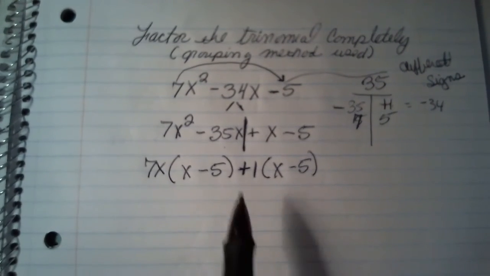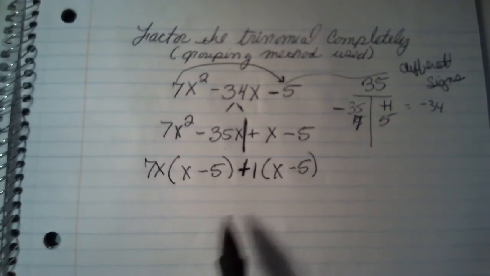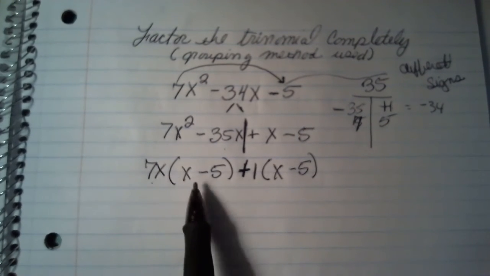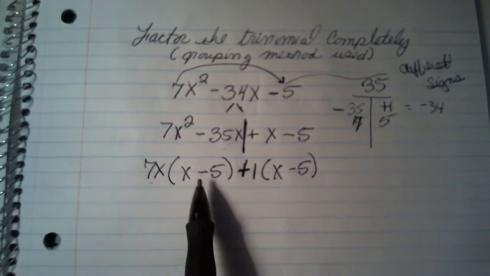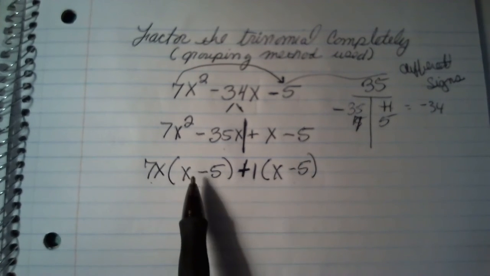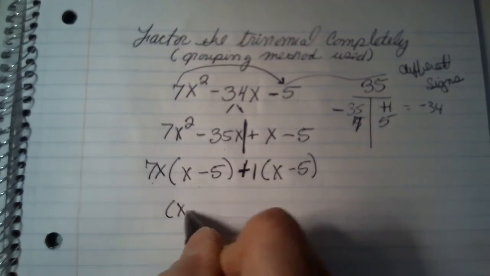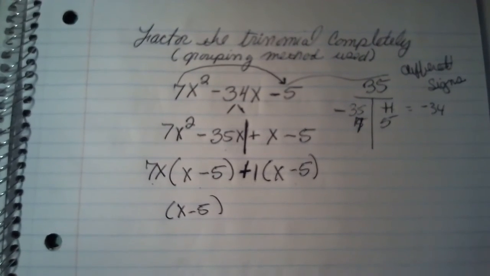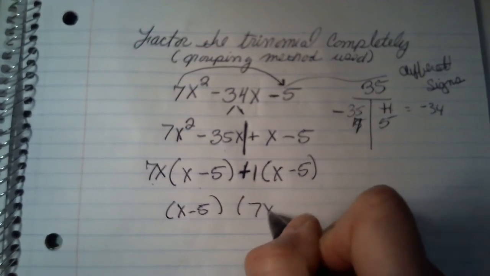Now that I've separated it into two terms being added, my first term has a monomial times a binomial. My second term has a monomial times a binomial. Notice that the binomials are identical. So these two terms have a common factor that is a binomial, which is x minus 5. If I factor out the x minus 5, I'm going to be left with 7x plus 1.